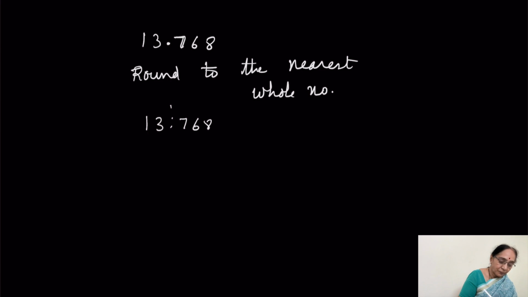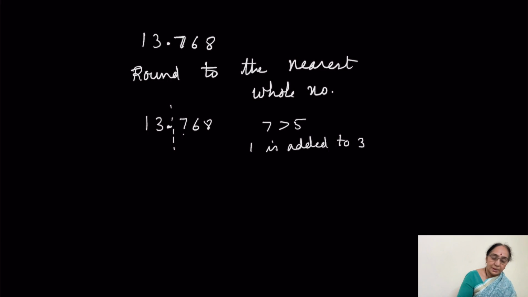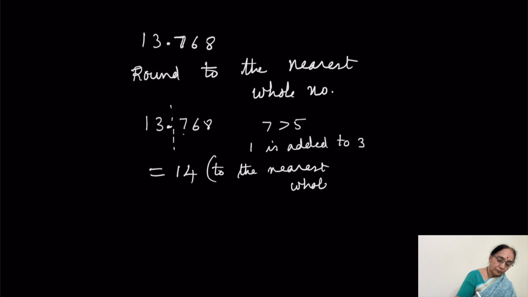So when I want to round it to the nearest whole number, the imaginary line comes here. And immediately after that is your 7. 7 is greater than 5, so 1 is added to 3, and the decimals are ignored. So this is rounded to 14, to the nearest whole number.